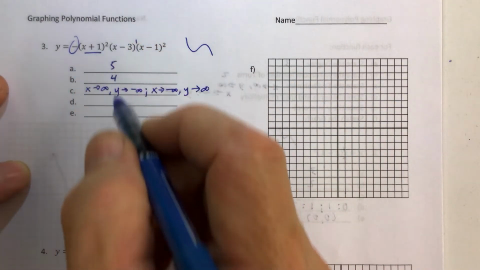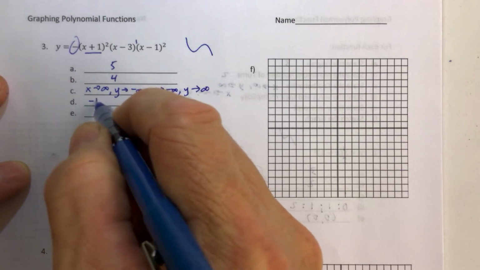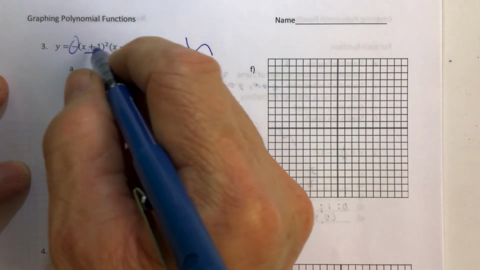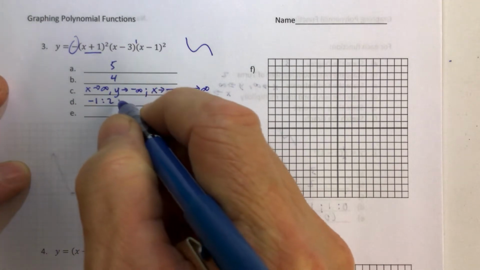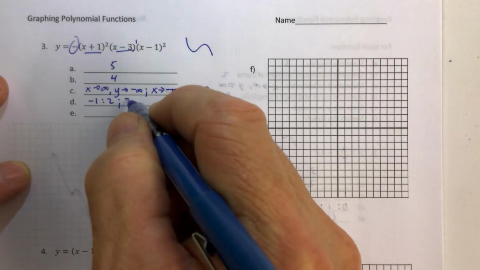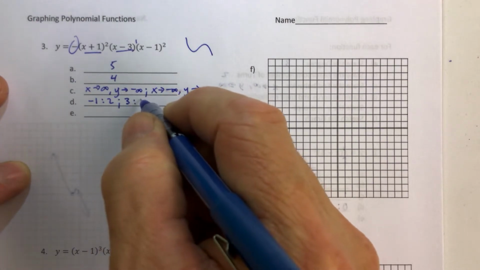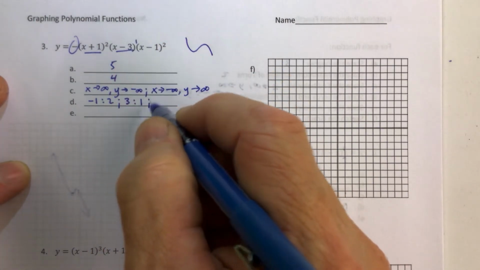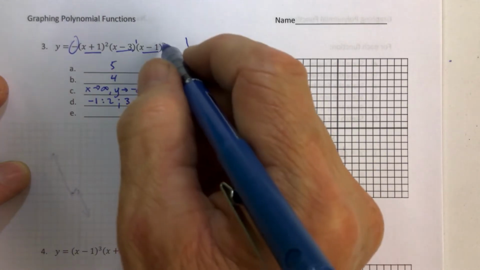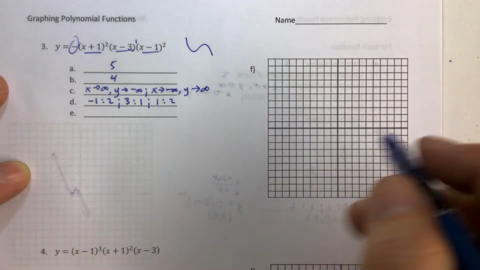So a factor of x plus 1 means we have a zero of negative 1. The exponent of that factor is 2, so that means a multiplicity of 2. Then we have a factor of x minus 3, which means that 3 is a zero with multiplicity 1. And then we have a factor of x minus 1, which means that 1 is a zero and the exponent is 2, so we have a multiplicity of 2.